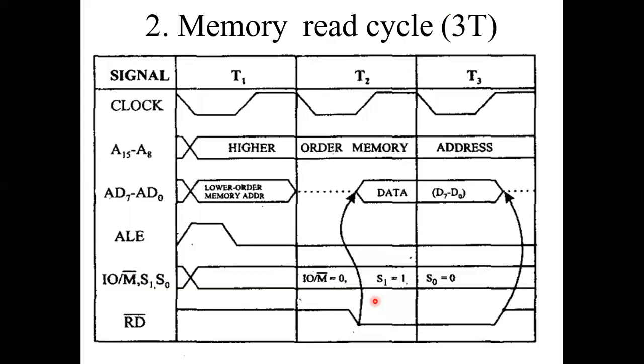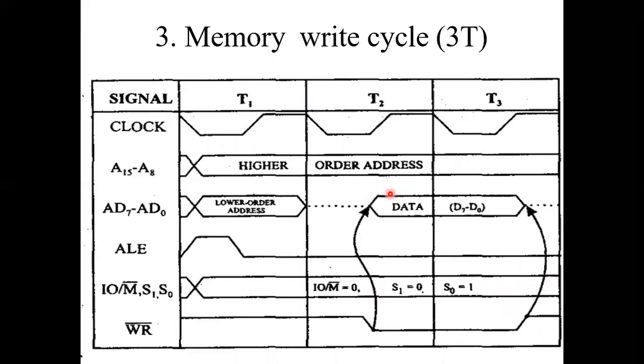This is the memory read cycle. In the memory read cycle, the clock pulse is the same, the lower address bus is the same, and ALE is the same. Here, memory read, we already said we are selecting the memory. For a read cycle it will be 1 0, and for a write cycle it will be 0 1. Read is enabled in the second and third states, so only at that time can we get the data.